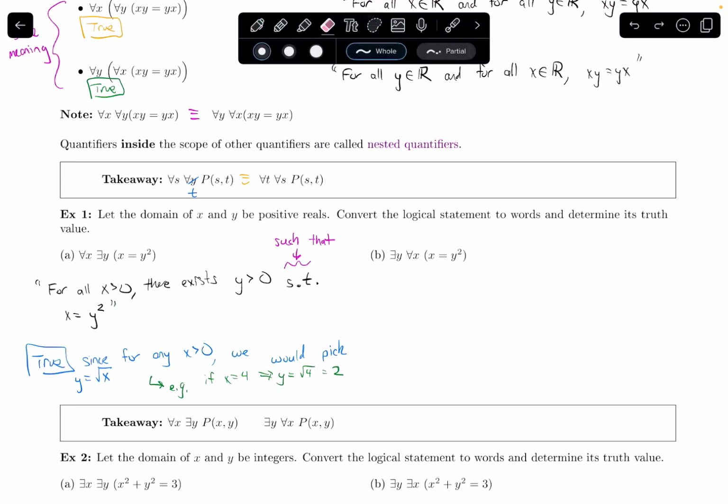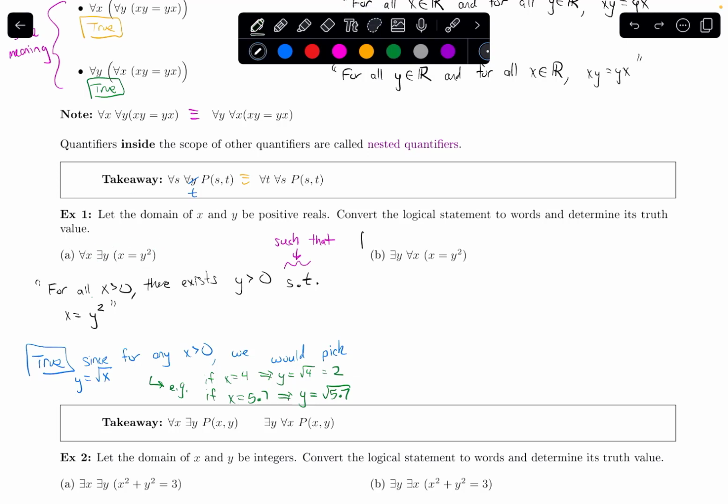Or if x was 5.7, then y would just be the square root of 5.7. And that would satisfy this equation. Okay, so for all positive values of x, I can find a value of y. So there exists a value of y that's going to satisfy this equation. Okay, what about the other way around?